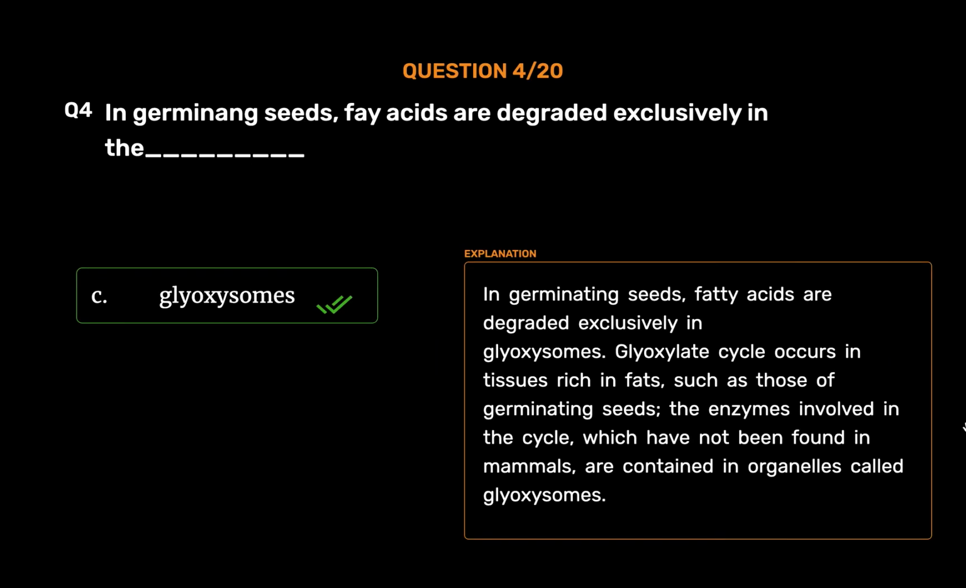Glyoxysomes. In germinating seeds, fatty acids are degraded exclusively in glyoxysomes. Glyoxylate cycle occurs in tissues rich in fats, such as those of germinating seeds. The enzymes involved in the cycle, which have not been found in mammals, are contained in organelles called glyoxysomes.